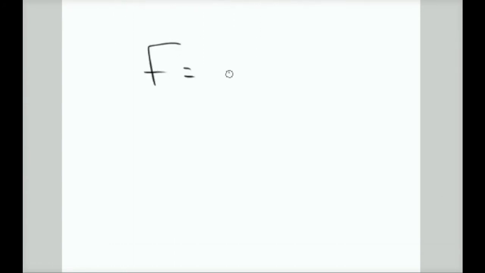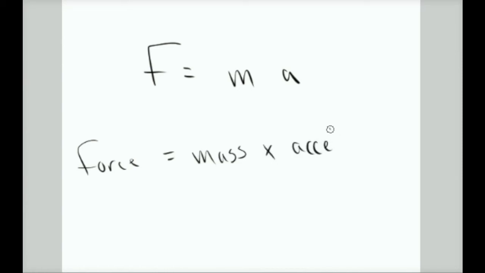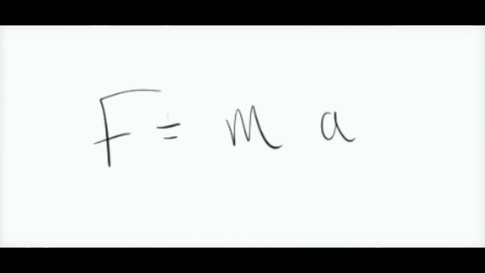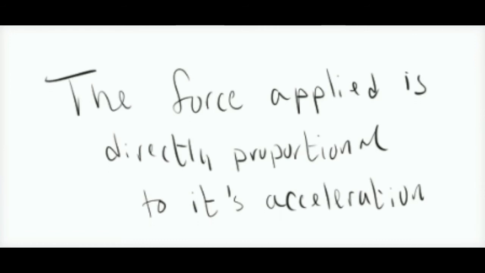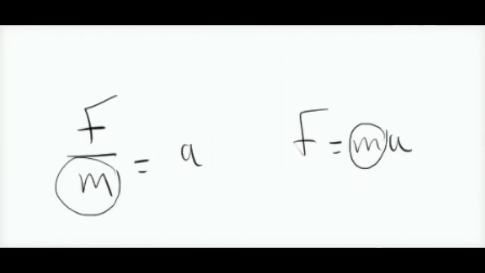F equals ma, or force equals mass times acceleration. With this equation, we know that the force applied is directly proportional to its acceleration. When we want to find either the force or the acceleration, all we have to do is use these 2 equations.